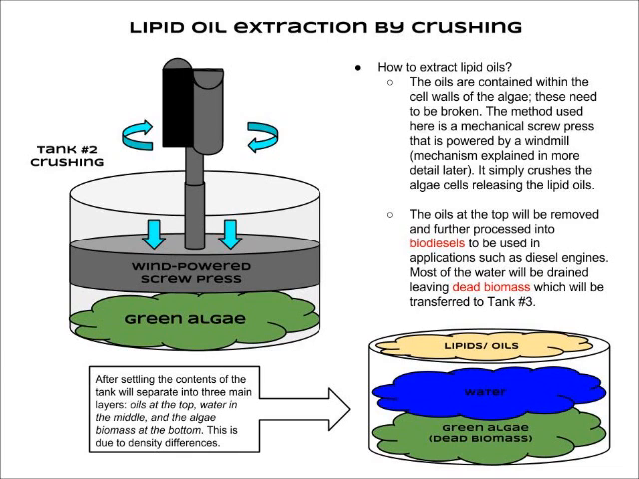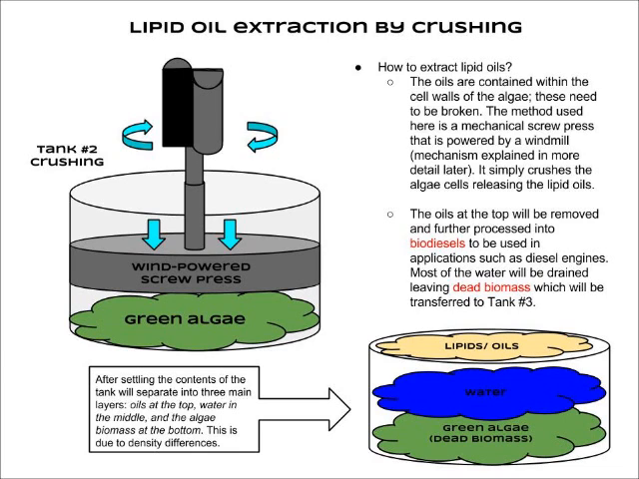So how do we extract the oils? The oils are contained within the cell walls of the algae. These need to be broken. The method used here is a mechanical screw press that is powered by a windmill. We will explain the mechanism further later on. And it simply crushes the algae cells, releasing the lipid oils.